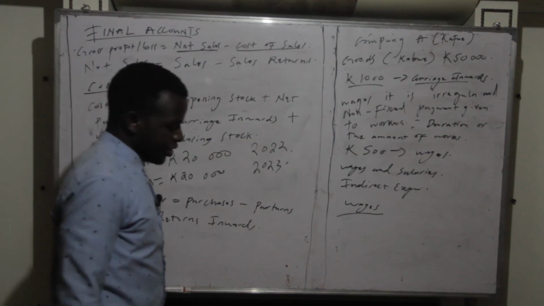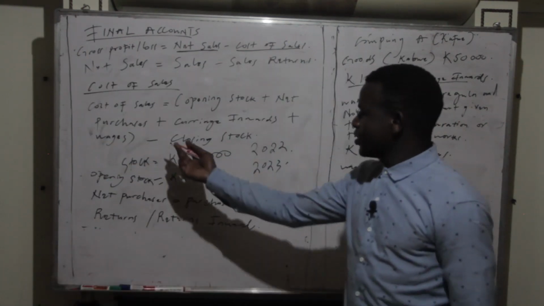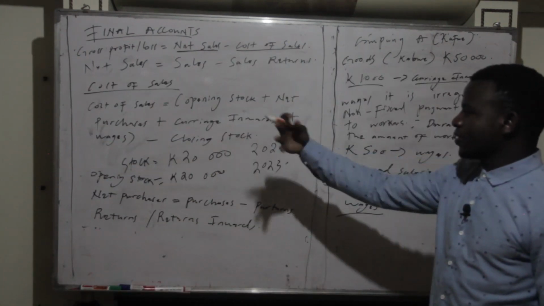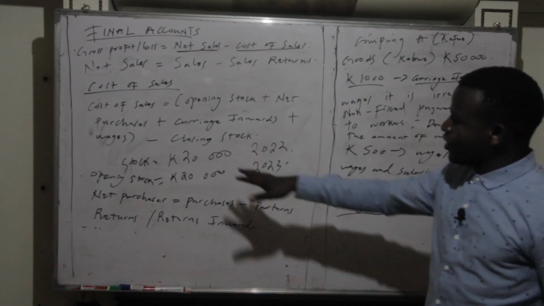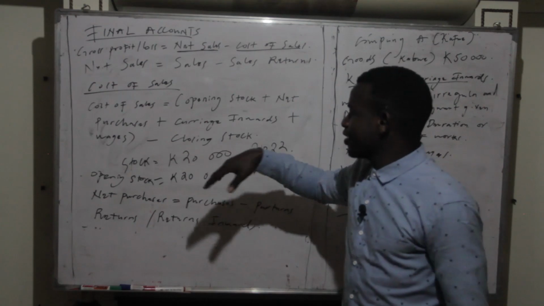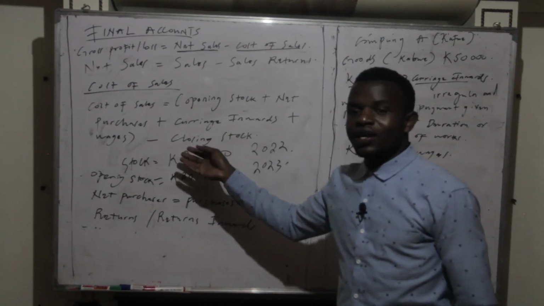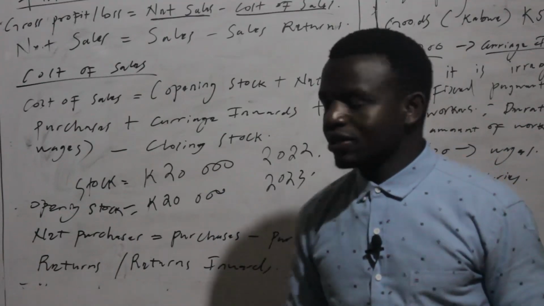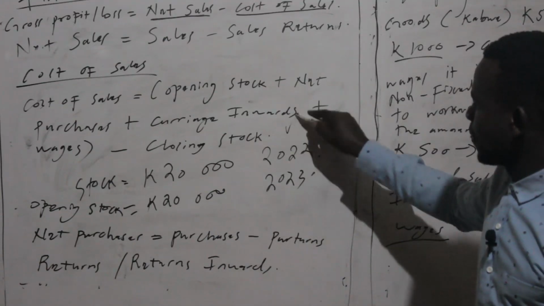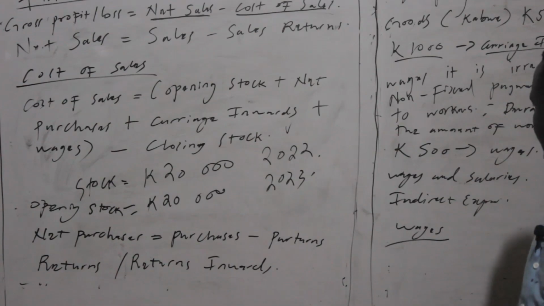Then in this equation or in this formula, we have closing stock. So closing stock is the value of stock that has remained unsold during the period. So that's closing stock.